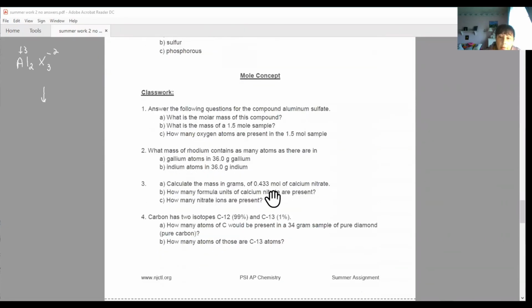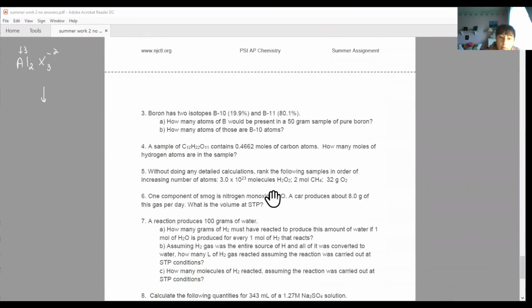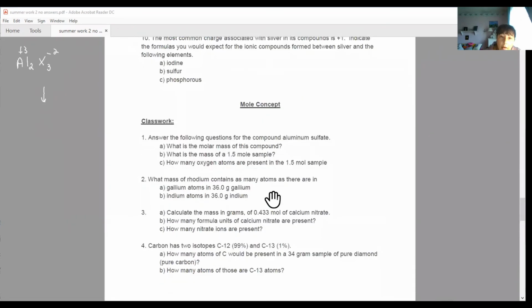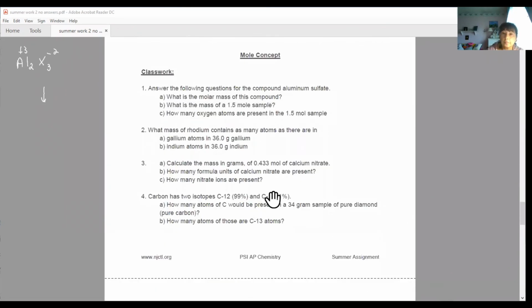And then mole concept and homework. Okay. So mole concept. Answer the following question. What is the molar mass of aluminum sulfate? First of all, you have to write the aluminum sulfate. So that's a 2, that's a 3. Then you do the mass.